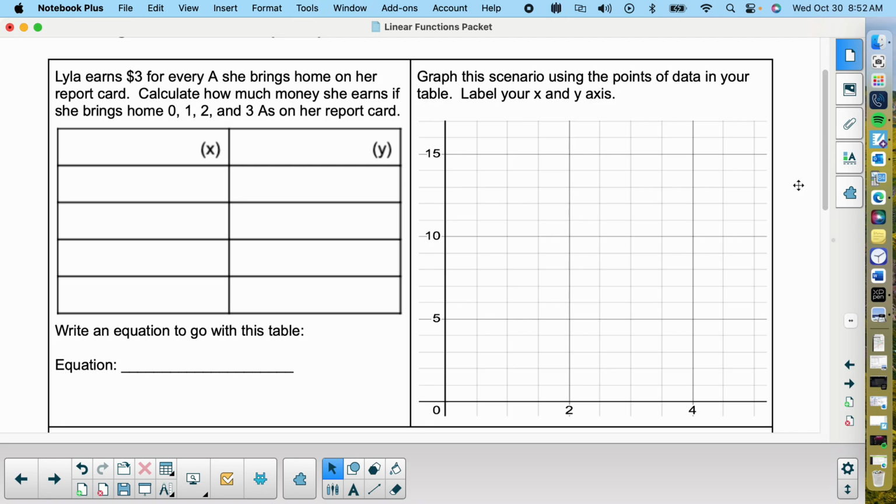Okay, now at the top of the situation on this one, it says Lila earns $3 for every A she brings home on her report card. Calculate how much money she earns if she brings home 0, 1, 2, and 3 A's on her report card. So what we're going to do is on the table on the left, write 0, 1, 2, and 3.